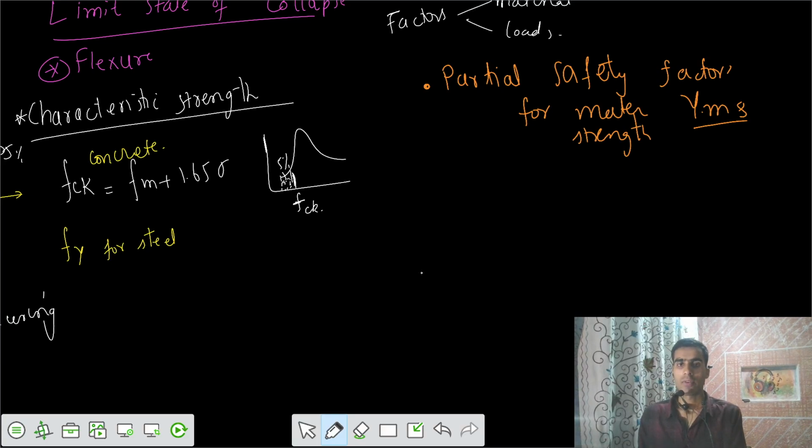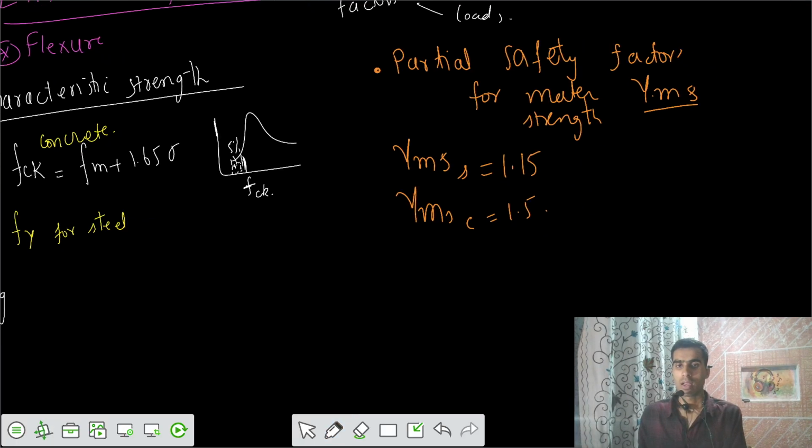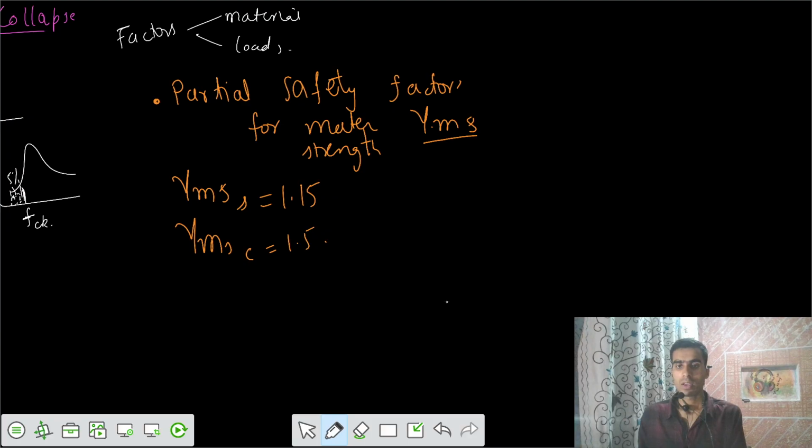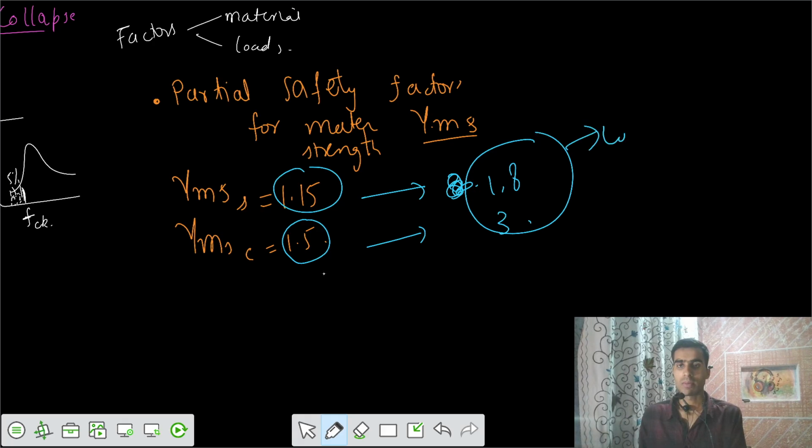Gamma m, for steel, gamma s equals 1.15, and for concrete it's 1.5. Initially, the factor of safety for steel in WSM was 1.8, and for concrete it was 3. So it has reduced to 1.5 for concrete and 1.15 for steel. That was WSM, and this is LSM, and the materials' factor of safety has reduced. Here we call them partial safety factors.